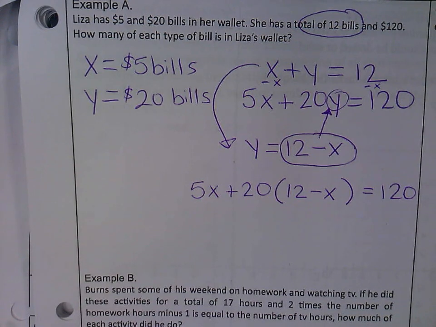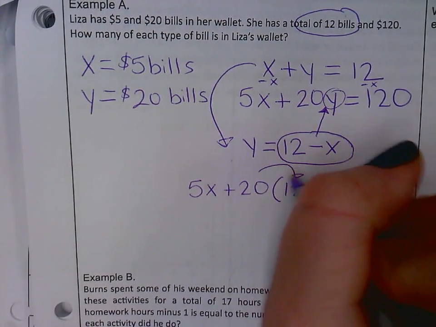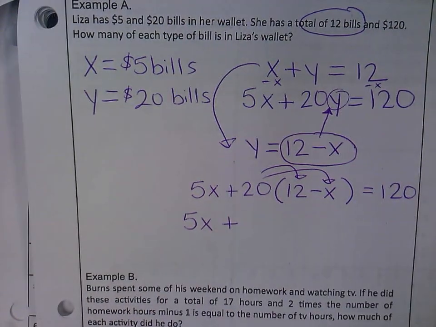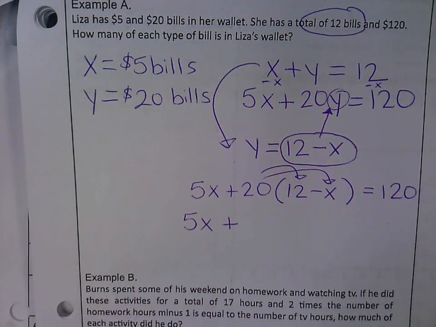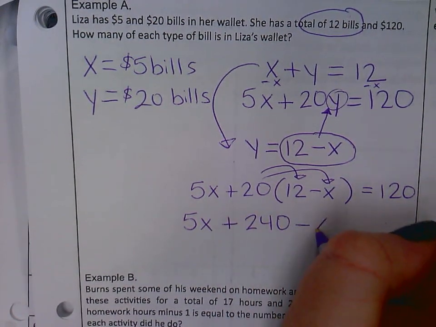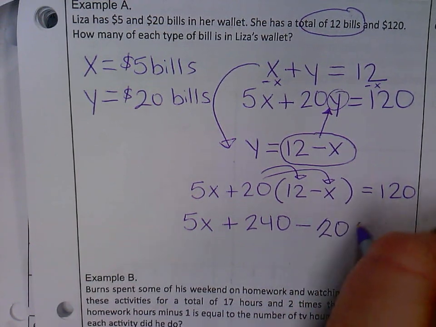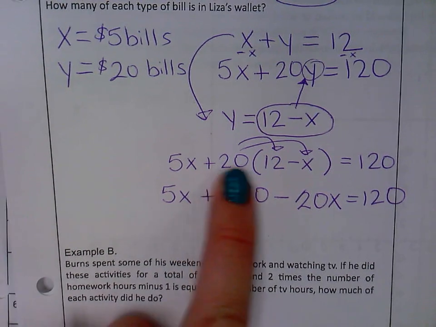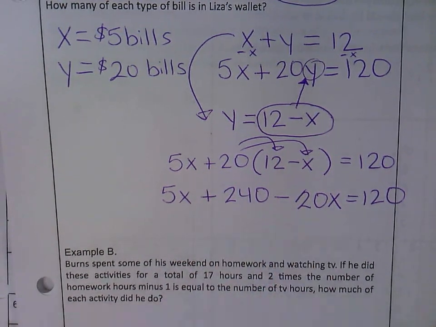All right, so I'm doing the distributive property. So 5x plus, does anyone know 20 times 12? You just do 2 times 12 and add a 0, right? 240 minus 20x equals 120. So I distributed, I have 240 and I have minus 20x. What's my next step?